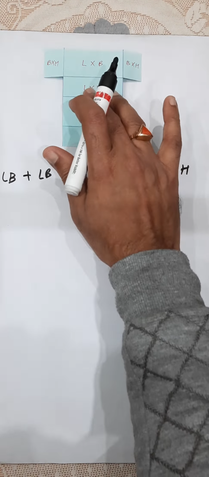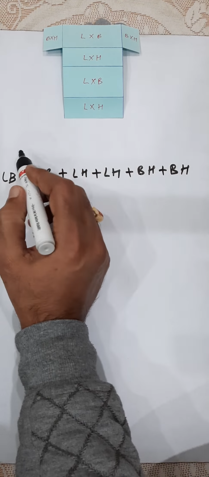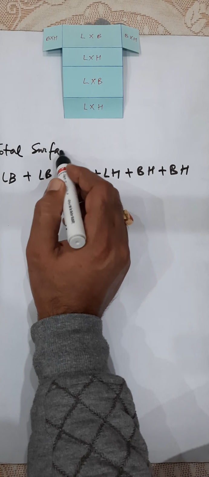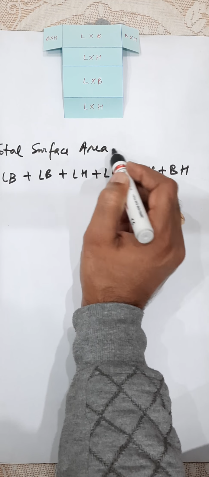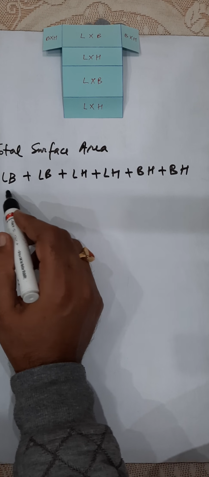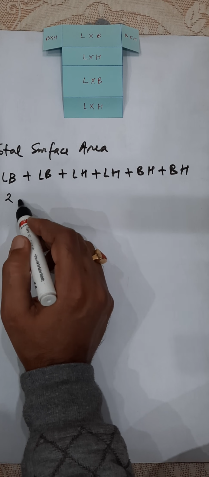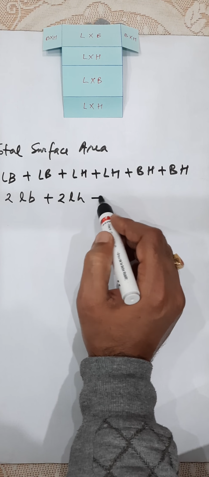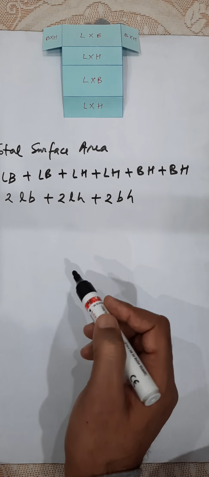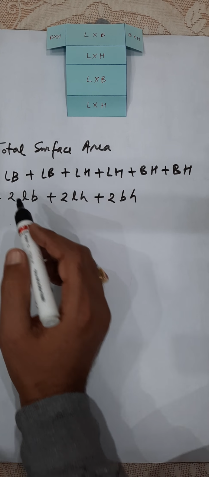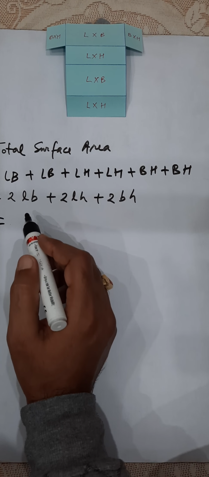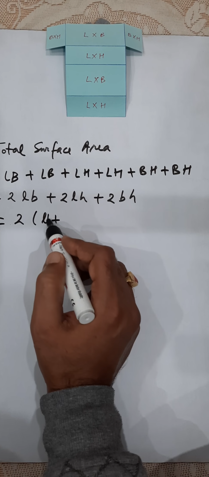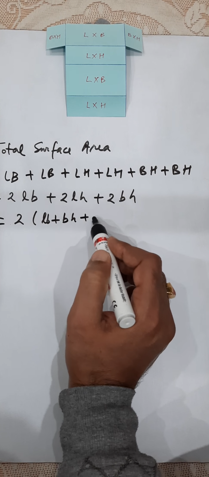In this way, you are observing that if I talk about total surface area, then there are two LB, then two LH and two BH. And when you are adding them all, then you are getting 2 in bracket LB plus BH plus LH.